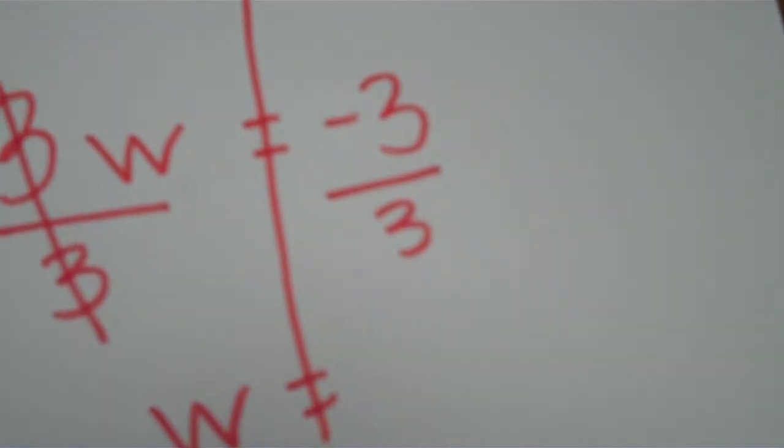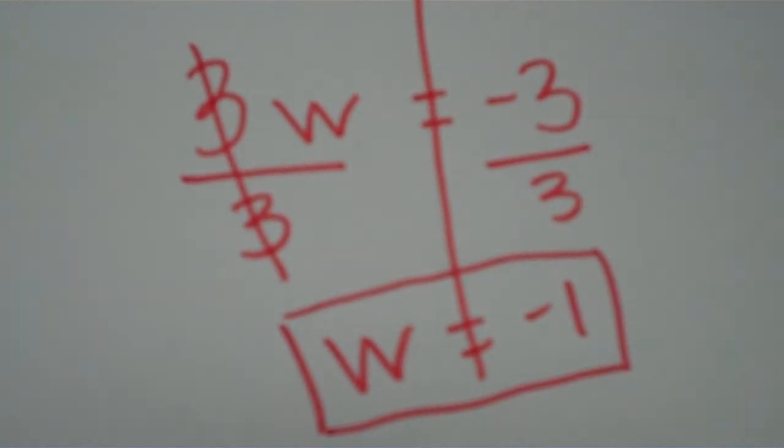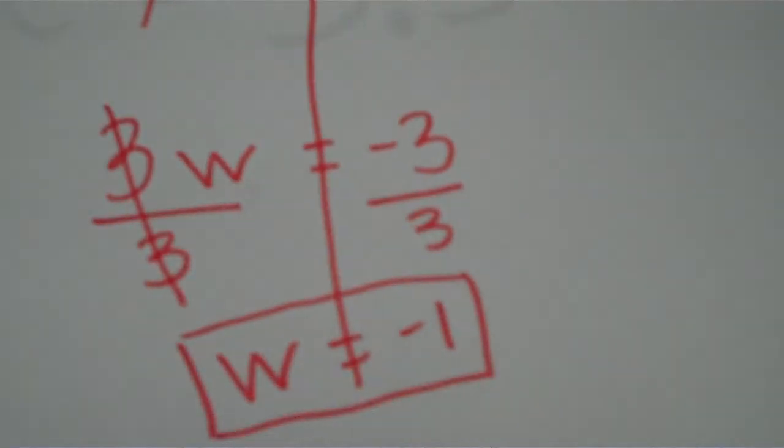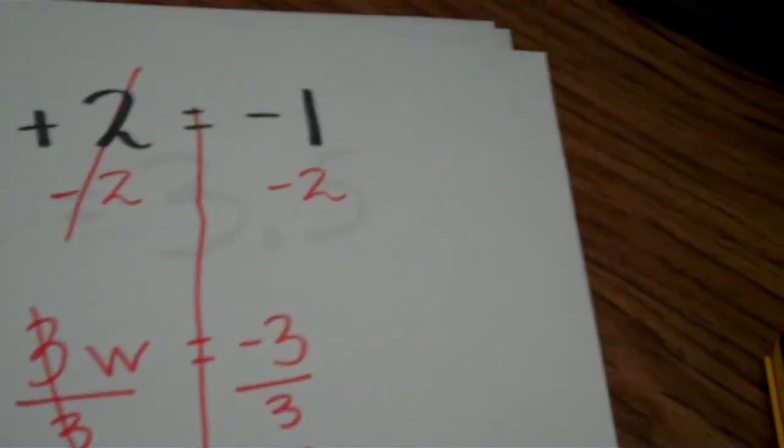Negative 3 divided by 3 in your calculator. Negative 3 divided by 3 is just negative 1. So, negative 1. Box it up. Hopefully this is getting a little more familiar to you. If not, we'll keep working at it. Double check. So do 3 times negative 1 plus 2. And we get negative 1, which is also what was up here. Okay? So, that should be somewhat familiar.